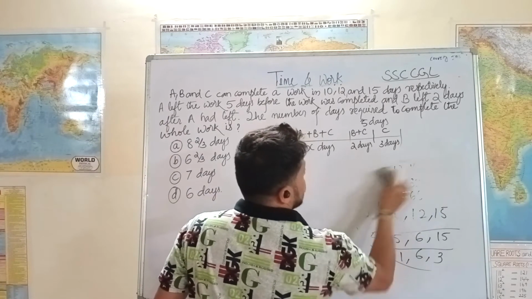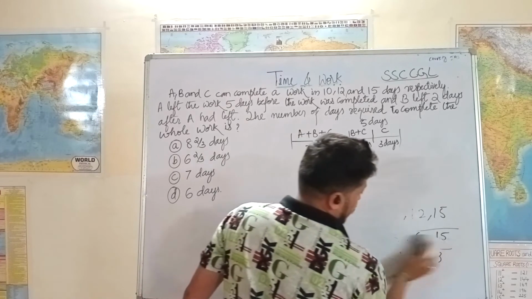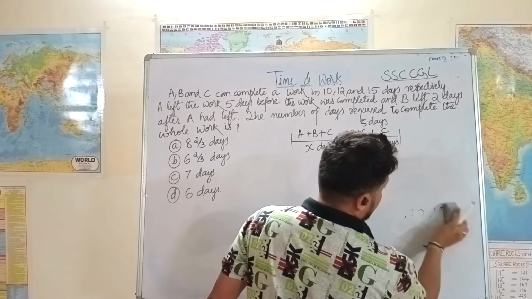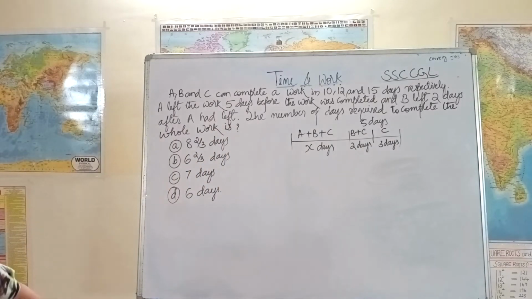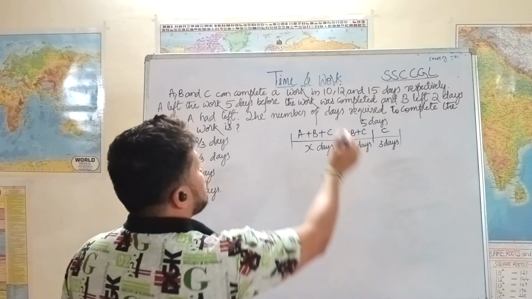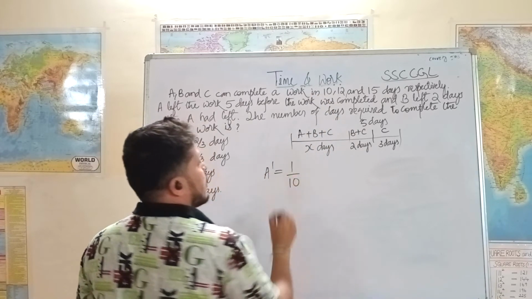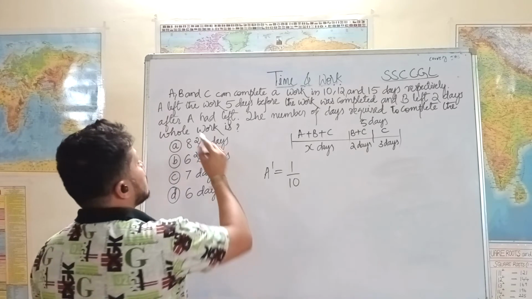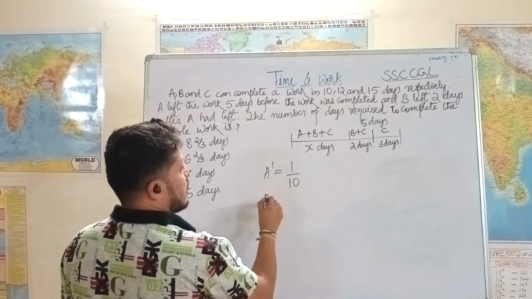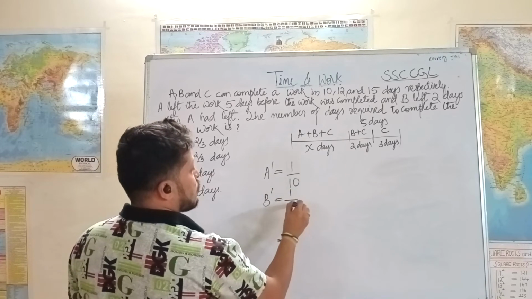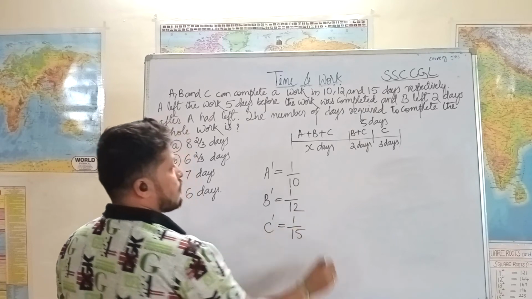So since 60 is the LCM, we can assume the total work to be 60. Then let's see what is the efficiency of A. Efficiency of A is 1 by 10, because he can complete the entire work in 10 days. Efficiency of B is 1 by 12, and efficiency of C is 1 by 15.